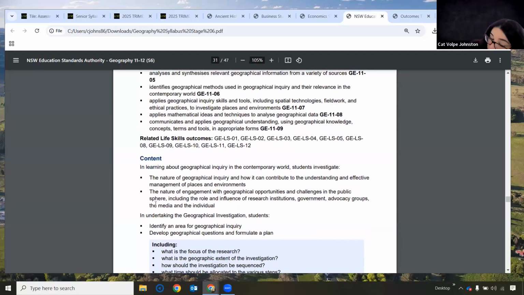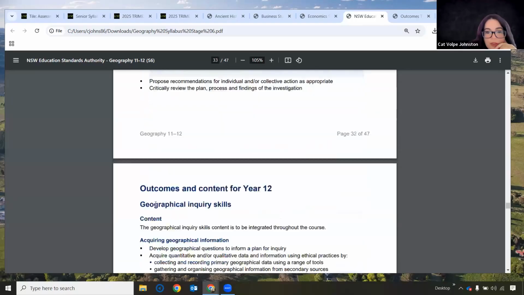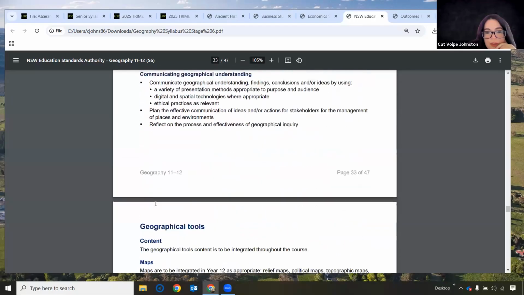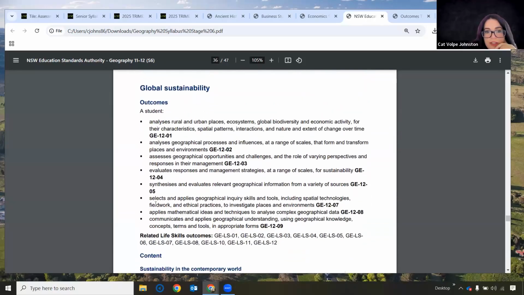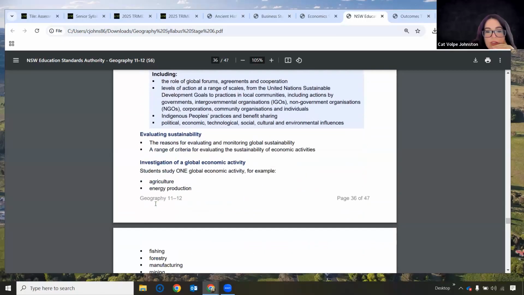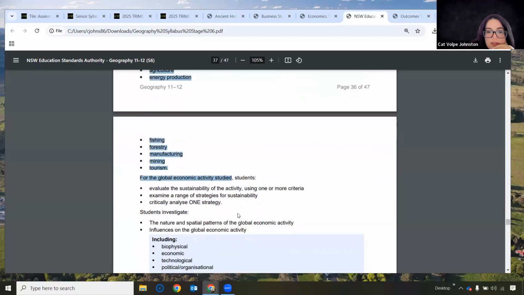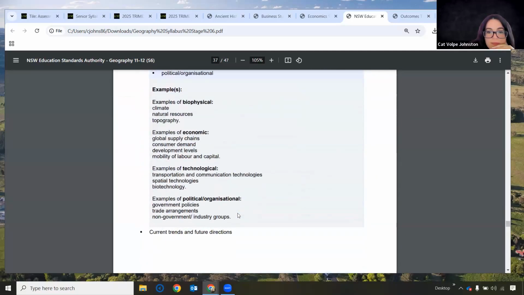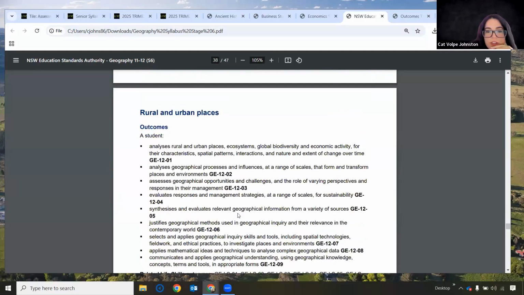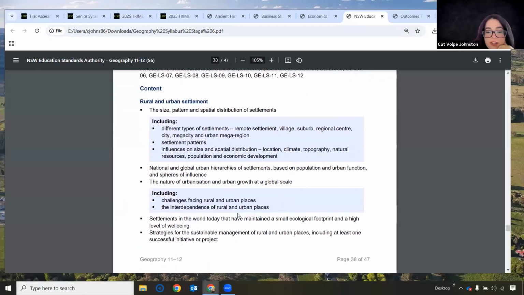It looks like they haven't really looked at the syllabus to a great extent just yet, but it's a very research-based one. We want all students to be doing the same thing. So year 12, same idea, global sustainability. This would be a good one, investigation of a global economic activity. That would be good. Rural and urban places, that looks like a really good unit. You could look at different settlement areas for the inquiry sequence in that second topic. That would be good as well.